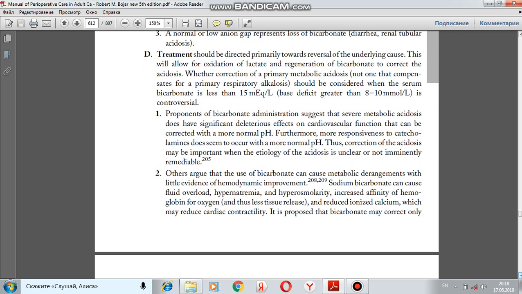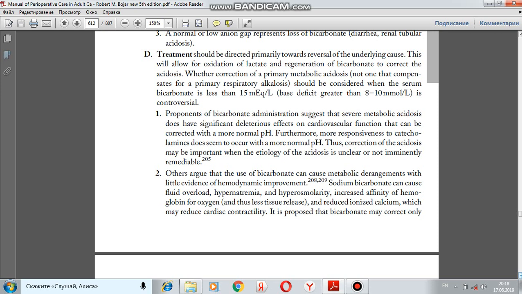D. Treatment. Treatment should be directed primarily towards the reversal of the underlying cause. This will allow for oxidation of lactate and regeneration of bicarbonate to correct the acidosis. Correction of a primary metabolic acidosis, not one that compensates for a primary respiratory alkalosis, should be considered when the serum bicarbonate is less than 15 milliequivalents per liter. A base deficit greater than 8-10 millimole per liter is controversial.